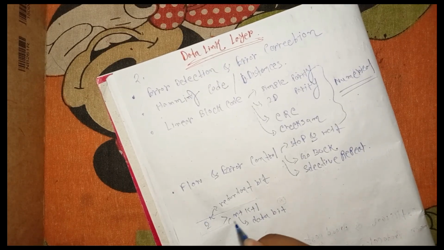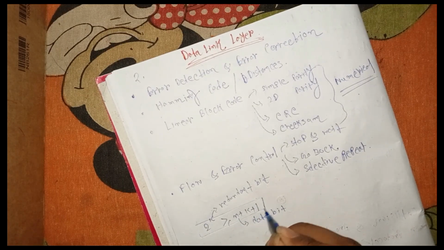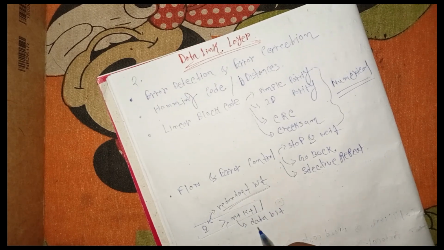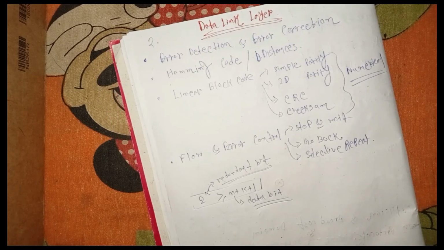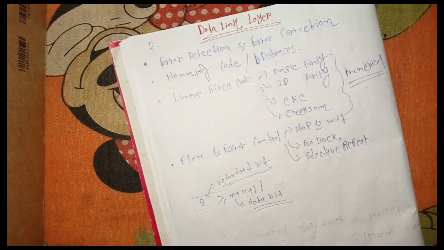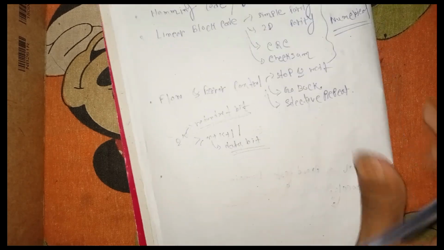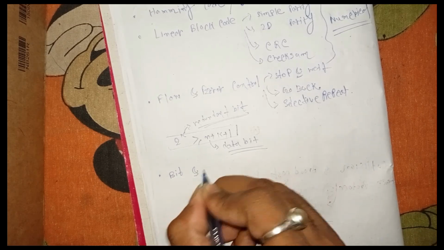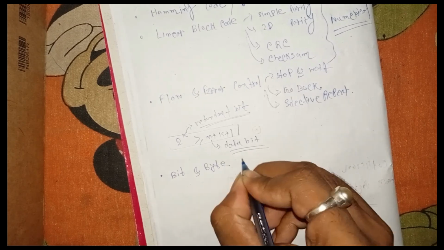2 to the power k greater than or equal to n plus k plus 1. This is related to Hamming code. k is the number of redundant bits and n is the number of data bits. This numerical can be asked. Also some small numericals like bit stuffing, and bit and byte stuffing.